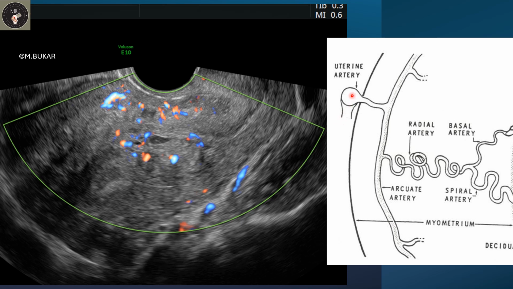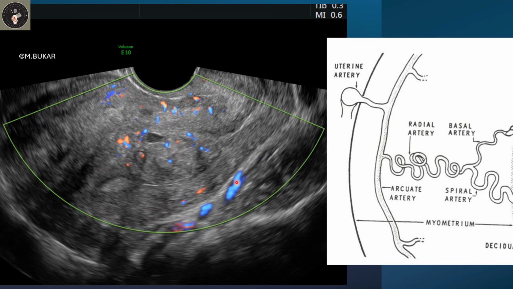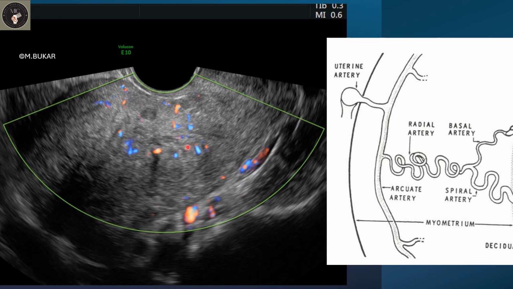Now, if you remember, the uterine artery gives branches called arcuate arteries. The arcuate arteries further give branches called radial arteries. Then we have the basal and the spiral arteries. So now let's correlate this with this video of this patient. Here you can see this is the anterior myometrium, this is the posterior myometrium, the cervical canal, and this is the lesion within the endometrial cavity.